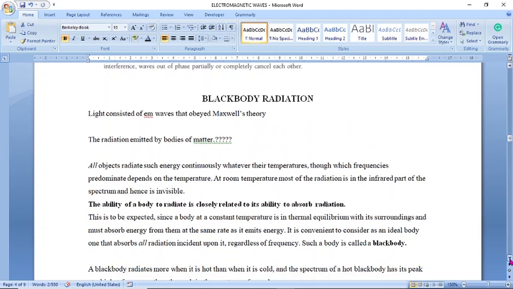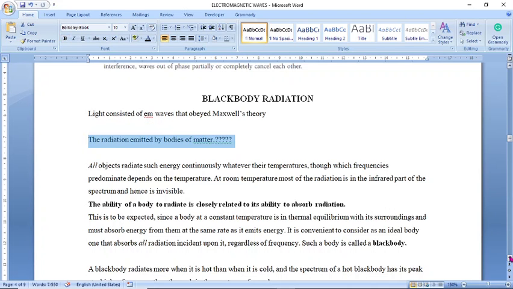നമ്മളിനി ബ്ലാക്ക് ബോഡി റേഡിയേഷൻ നോക്കാം. അപ്പോൾ വി ഹാവ് അണ്ടർസ്റ്റുഡ് ദാറ്റ് ലൈറ്റ് കൺസിസ്റ്റ്സ് ഓഫ് ഇലക്ട്രോമാഗ്നറ്റിക് വേവ്സ് ദാറ്റ് ഒബേ ദി മാക്സ്വെൽസ് തിയറി. But what about the radiation emitted by bodies of matter? It was a very big question.